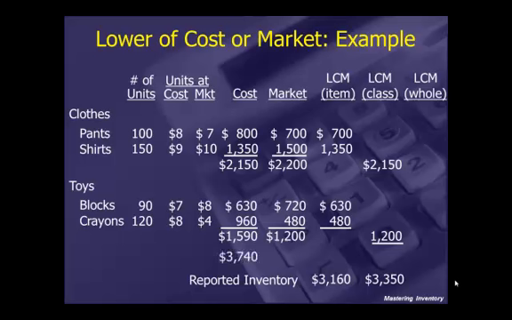As a whole, if we're looking at this as a total, let's go back and refigure. The cost for all items is $3,740. The market for all items is $3,400. And if we're picking it by total, which is lower, $3,740 or $3,400, we'd select $3,400, and that would be the reported inventory. And you can see that we get different amounts. We just need to be consistent. If we're doing it by item this year, we need to do it by item next year, and so on.